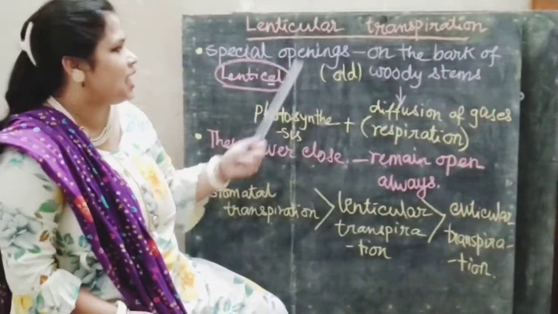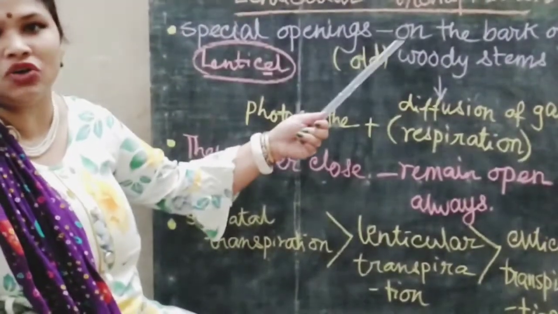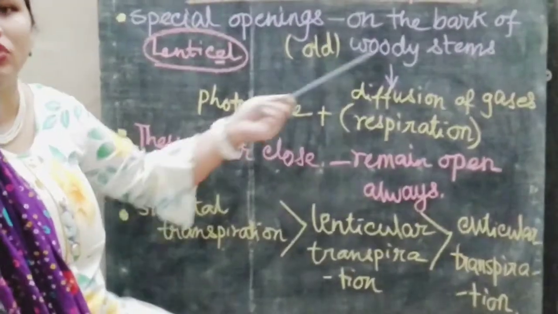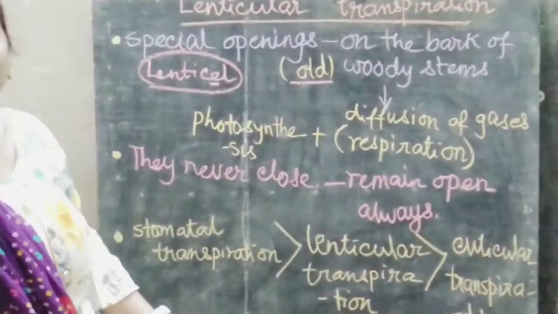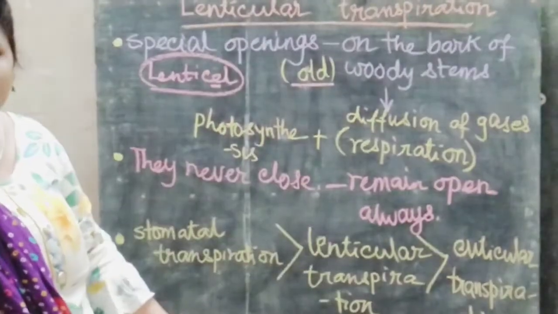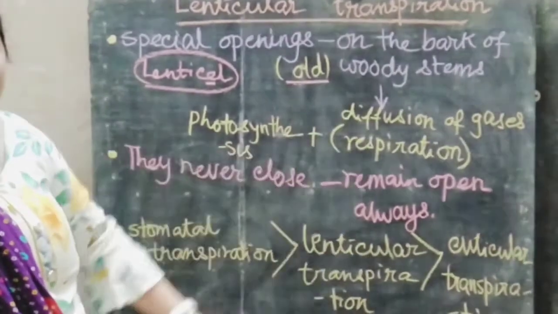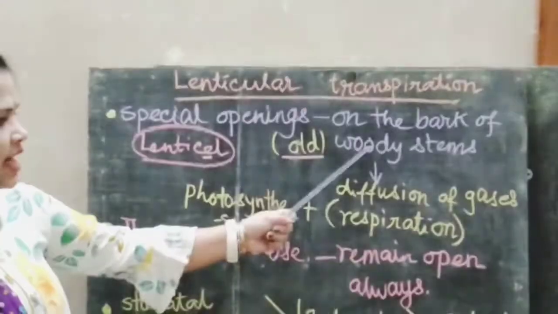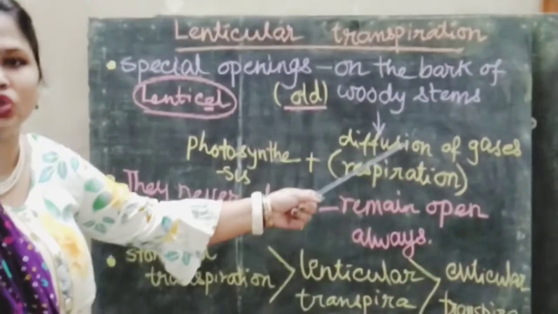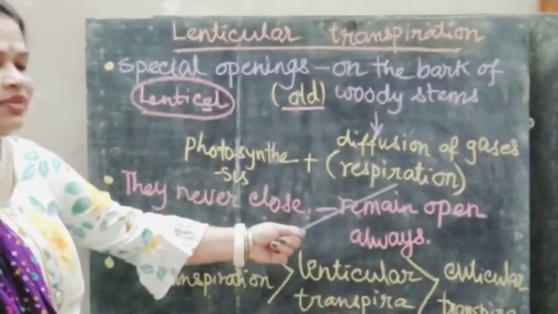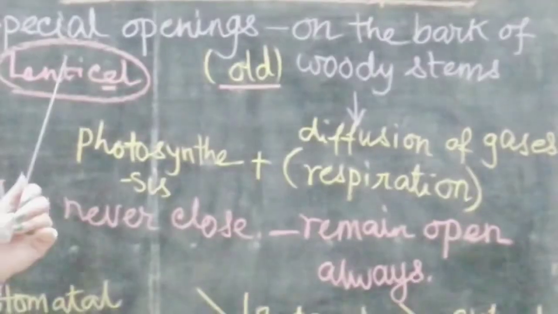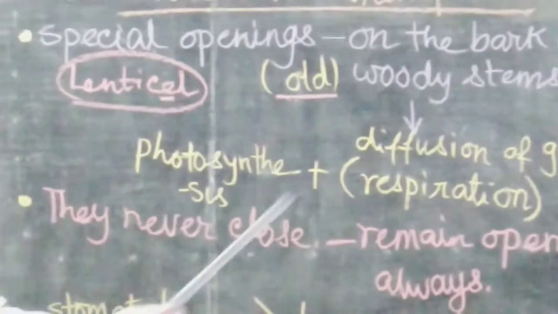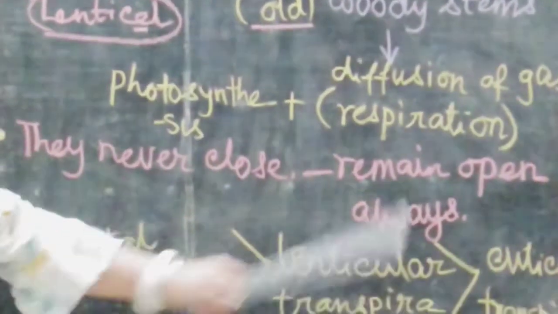These lenticels are the special openings present on the bark of the old woody stems. Here, old, this word is very important. That is a keyword. Old woody stem. What does it do? These lenticels help in the diffusion of gases, means it helps in respiration as well as in photosynthesis also. These openings, means the lenticels, never get closed, means they always remain open.